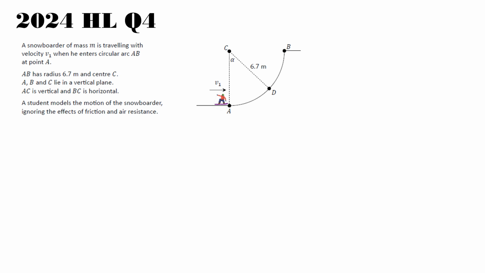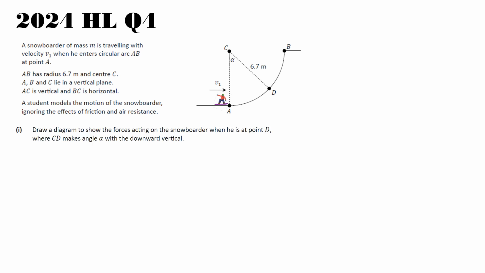A snowboarder of mass m is traveling with the velocity v1 when he enters circular arc AB at point A. And we can see that in the diagram on the right. AB has radius 6.7 meters and center C. A, B, and C lie in a vertical plane, and AC is vertical, BC is horizontal. A student models the motion of the snowboarder, ignoring the effects of friction and air resistance.